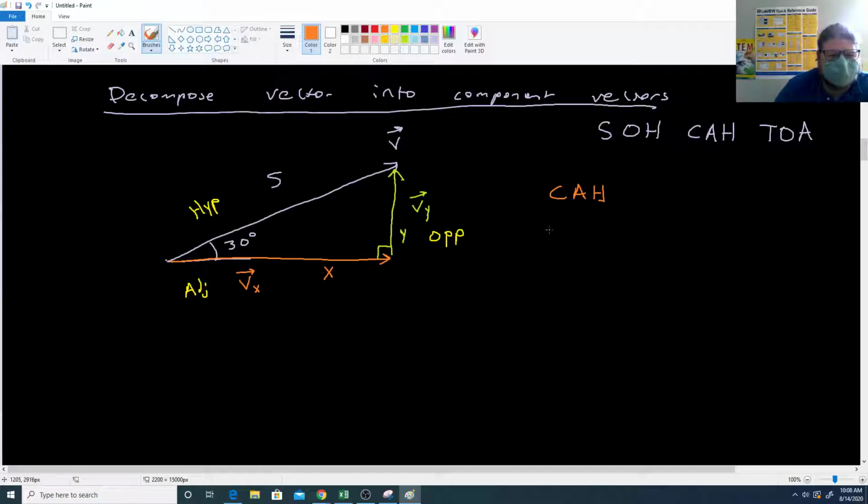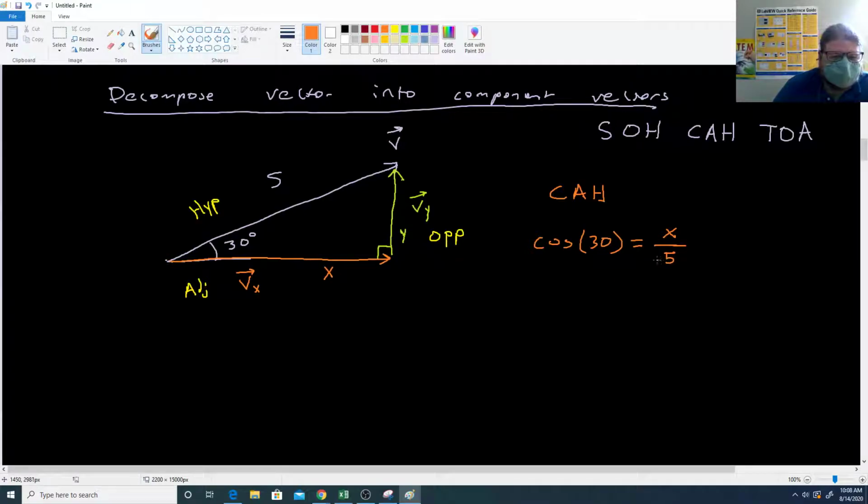The equation we get is C stands for cosine. Our angle is 30 degrees. So we get cosine of 30 degrees equals the adjacent side. Adjacent is the x value here. It's the length of the vector Vx, so that'll be our x value that we're looking for. And H is the hypotenuse, which is 5.